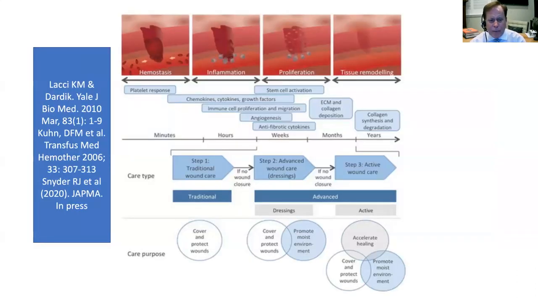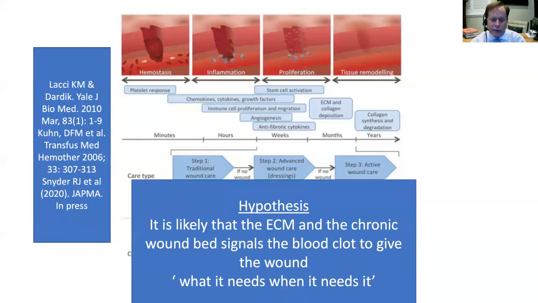Here's just another example of those phases of wound healing. And of course, initially, a traditional or standard wound care is appropriate. However, if the wound fails to respond, an advanced dressing may be appropriate, like a collagen dressing as an example. But of course, again, if you have no significant response, you have to move to an active therapy. An active therapy actually turns a light switch on, if you will, and creates a physiologic reaction and a physiologic response to actively promote healing.